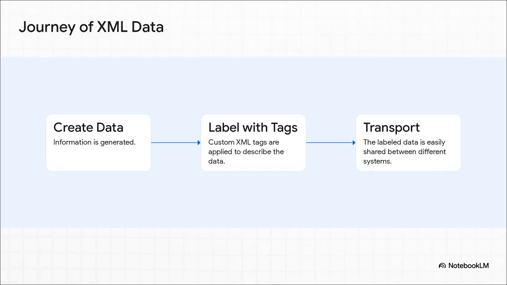Say you have some info you need to send. With XML, you put that info into a virtual box. Then you write your own custom labels on the outside of the box: sender, recipient, date, whatever you want. Now, any computer that gets that box can just read your labels and know exactly what's inside without even having to open it. That's why it's so incredibly powerful for sharing data.